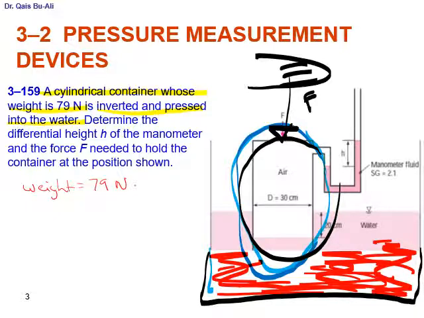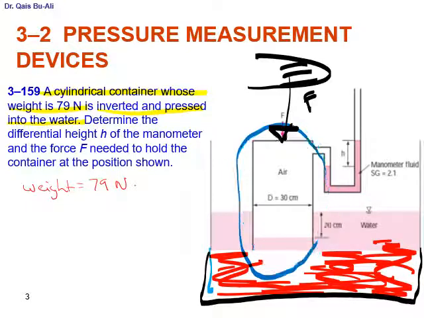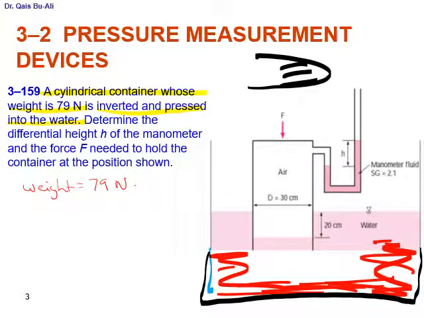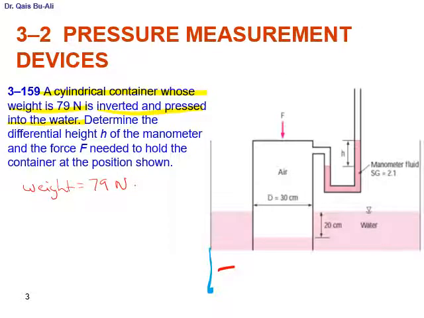Determine the differential height h of the manometer and the force F needed to hold the container at the position shown. So the first thing, let me just erase this stuff here. I understood the problem now. So what I want is this h here. I want this height, and also I want the force that is needed to hold this container in position, so it's not going to move.